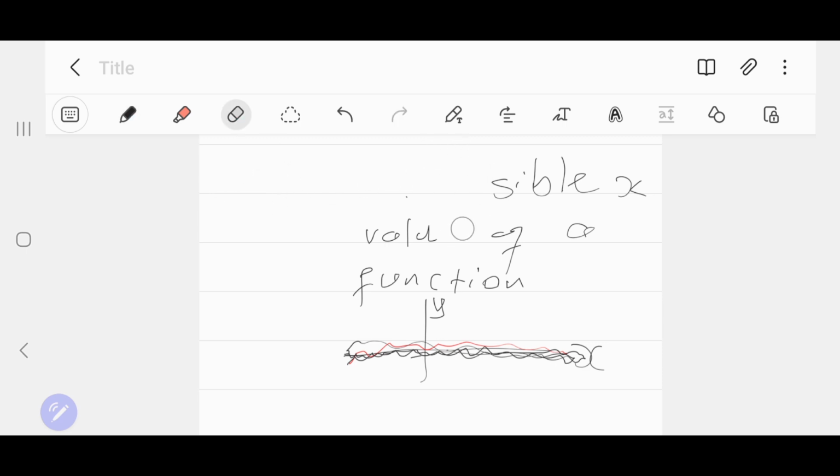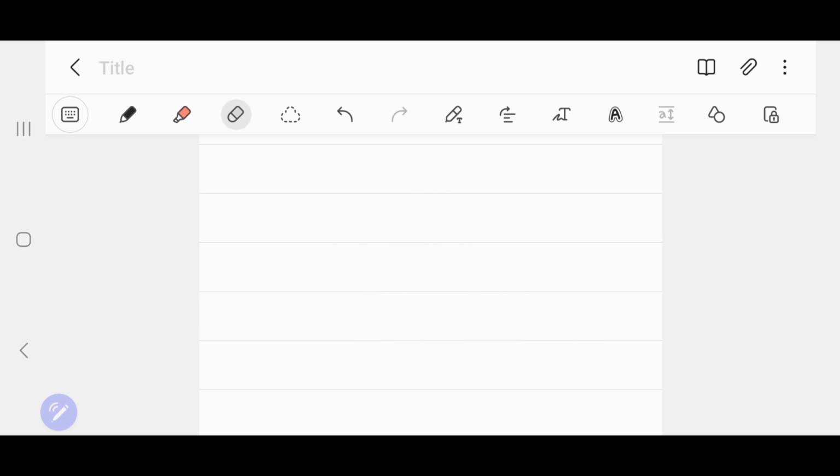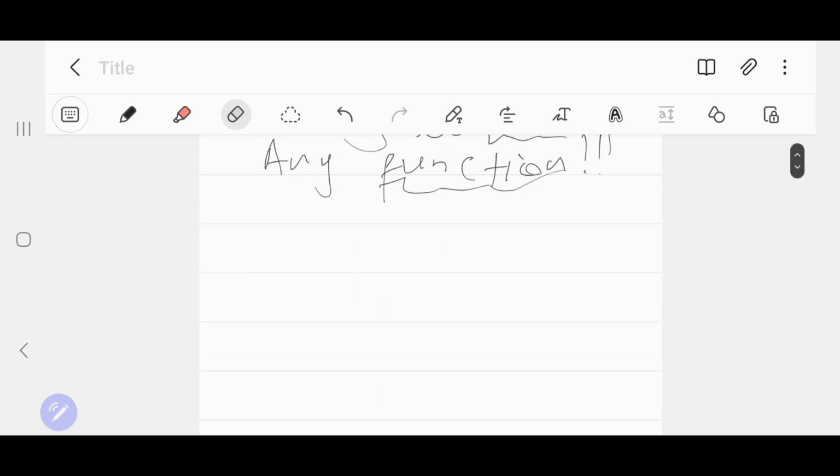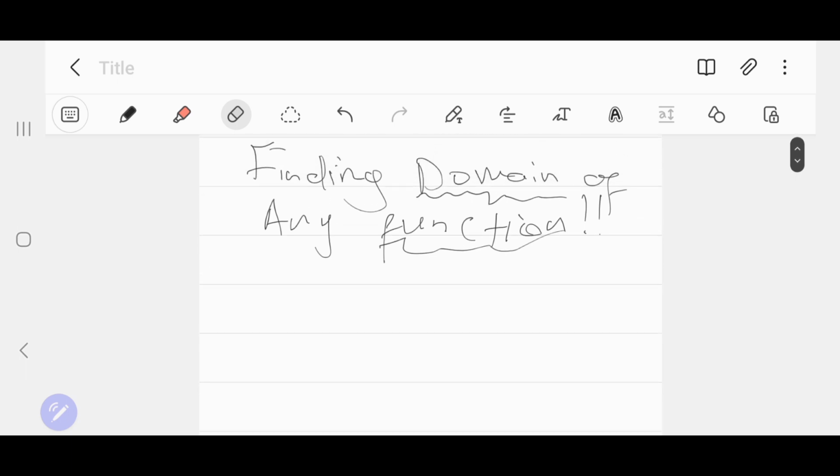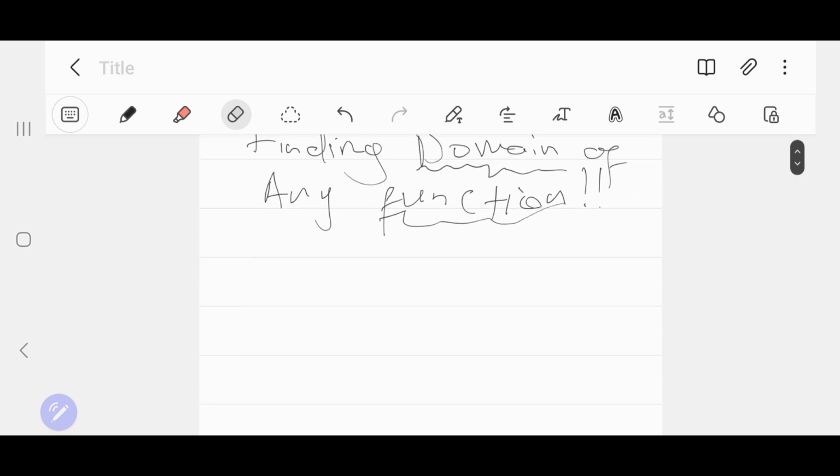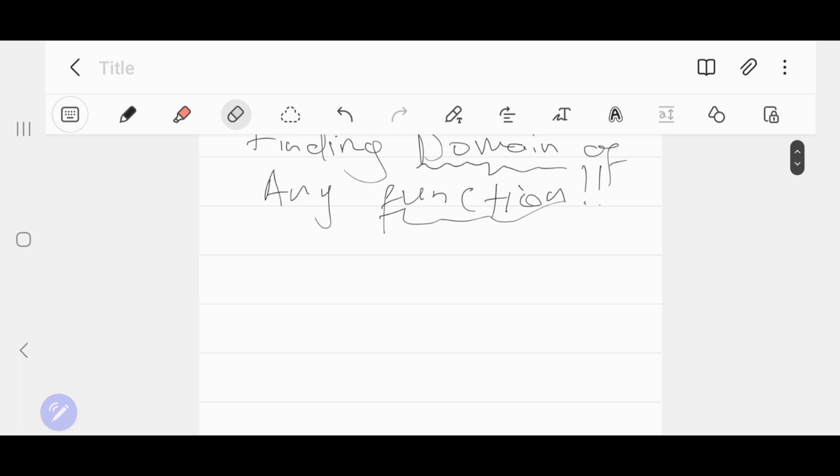Okay, now you say, Professor, these are all possible x values, but how do we go about finding them? So I'm going to give you all the tools you will need to find the domain of any function that you will probably come across during your calculus test or exam, especially in your first year.